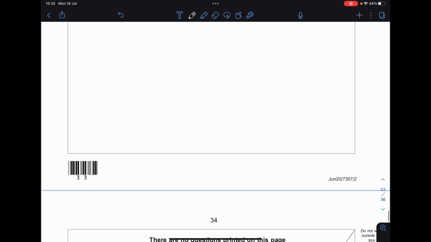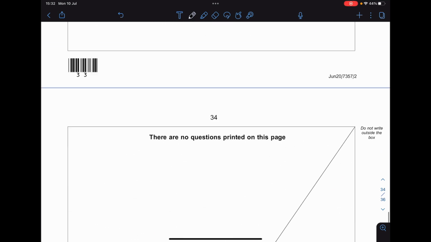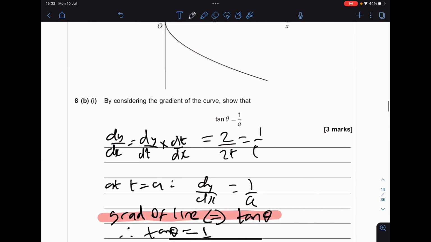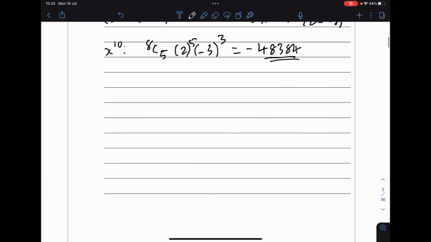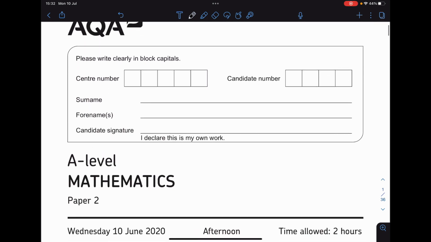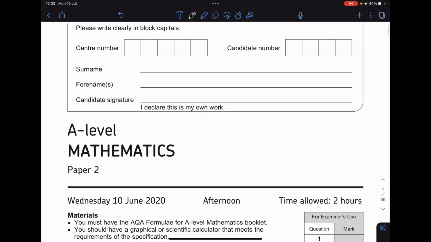End of questions. So guys, if you want to see this paper in full for yourself, as I say, it is the June 2020 paper for AQA A level maths paper 2.